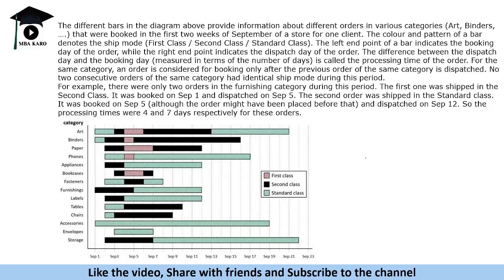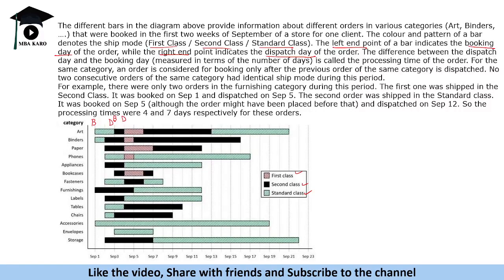The color and pattern of a bar denote the ship mode. So first class, second class, and third class, right? So that is the mode given here. The left end point of the bar indicates the booking day of the order, and the right end point indicates the dispatch day. So this is the booking day, this is the dispatch day. This is the booking day, this is the dispatch day.